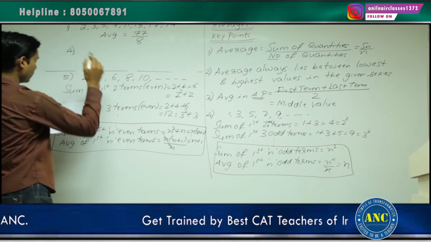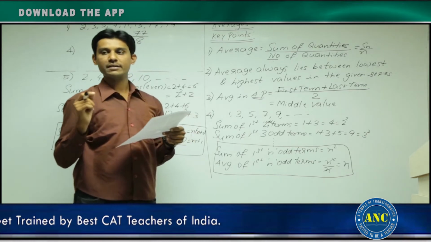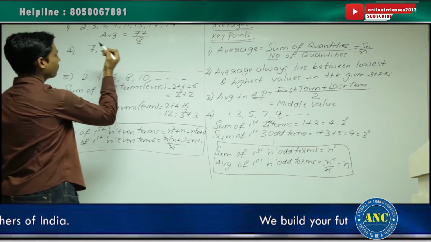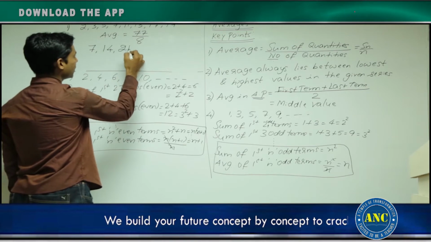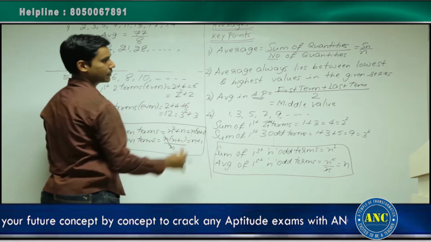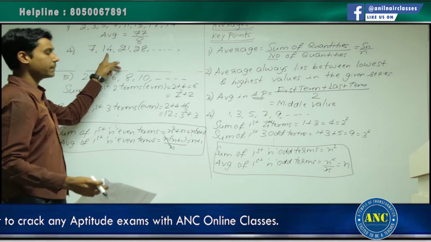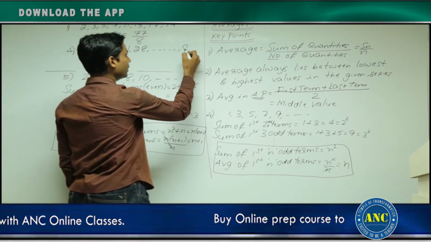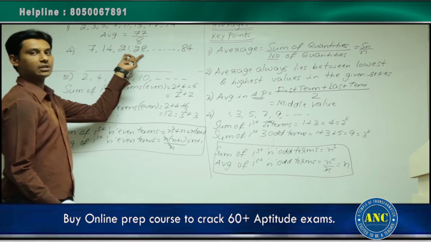Question number 4. First 12 multiples of 7. I need to find the average of first 12 multiples of 7. What is the first multiple of 7? First multiple of 7 is 7. Second multiple is 14. Third multiple is 21. Fourth multiple is 28. Like that, the 12th multiple is 12 into 7. First multiple is 7 into 1. Second multiple is 7 into 2. Third multiple is 7 into 3. 12th multiple is 7 into 12. 7 into 12 is 84. I need to find the average of this series.